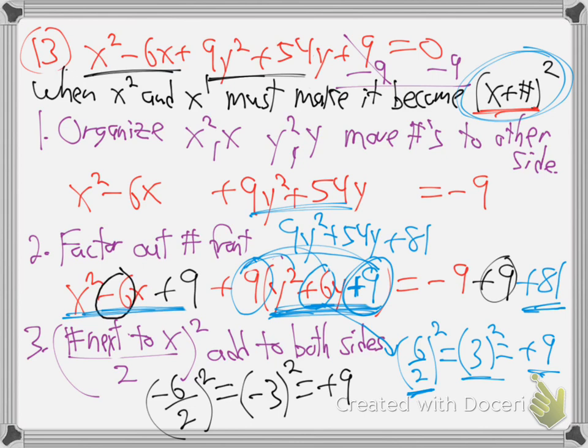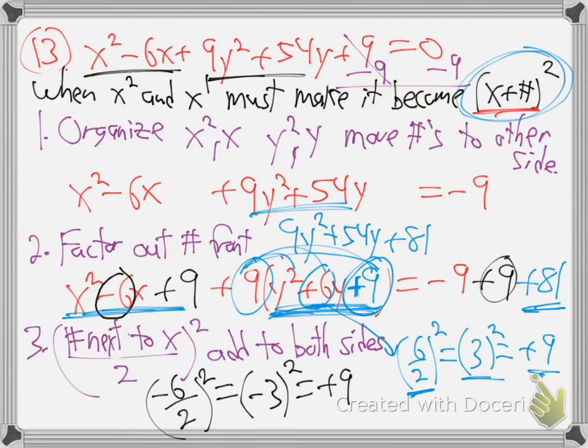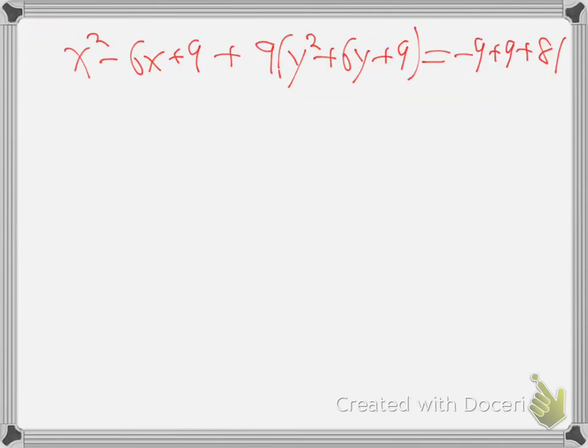All right. So now, let me bring it to a fresh screen. What do we have here? X squared minus 6x plus 9, then a 9 factored out, y squared plus 6y plus 9, minus 9 plus 81, I think. Yeah. So we have all that. And then these 3 are guaranteed to factor. That's what that completing number, divide by 2 and square thing, does for us. It makes it factor perfectly.